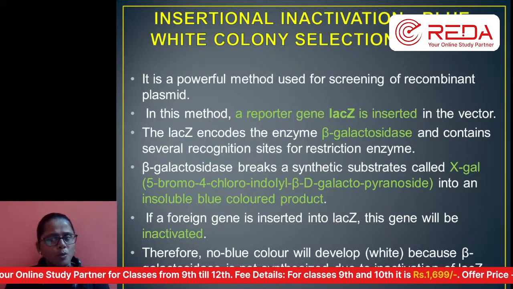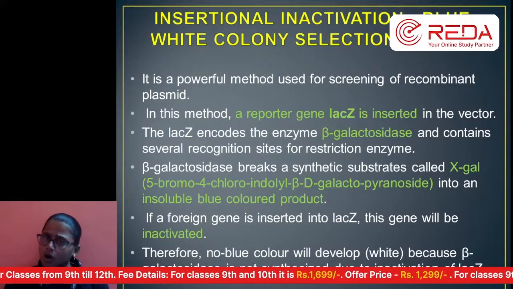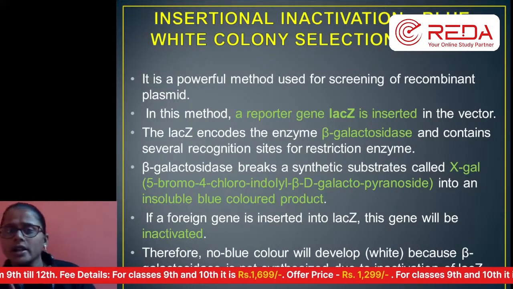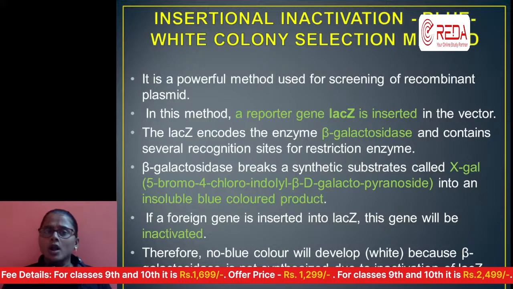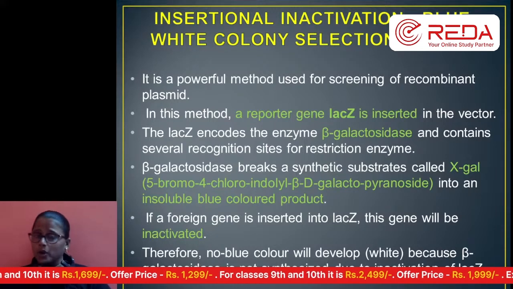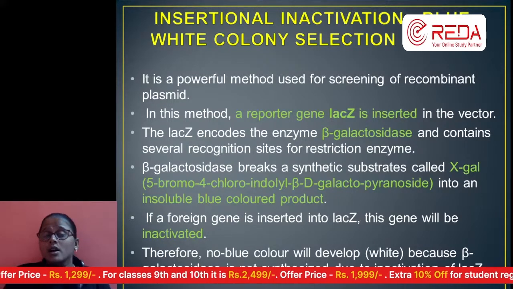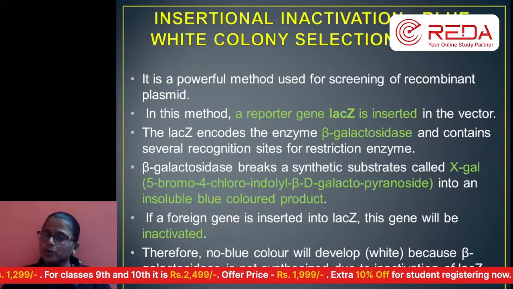Colony is nothing, a group of bacteria growing on a petri plate is called a colony. Okay? So in that they are going to produce two types of colonies, a blue color colony and a white color colony. When it is going to form a blue color colony, then when it is going to produce a white color colony, this is what the question and observation we are going to make.